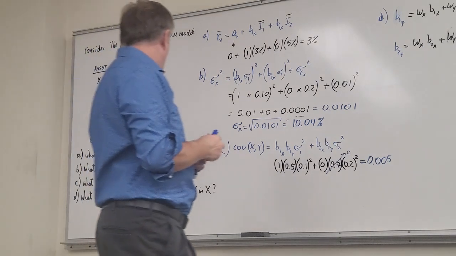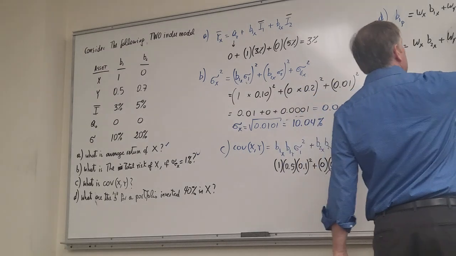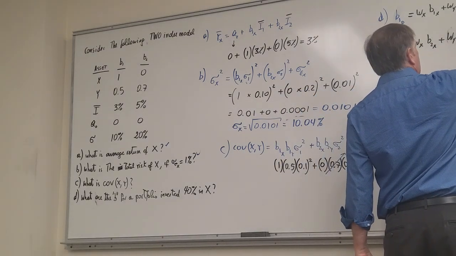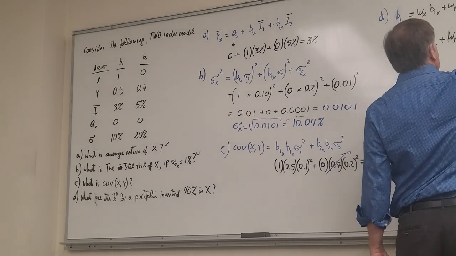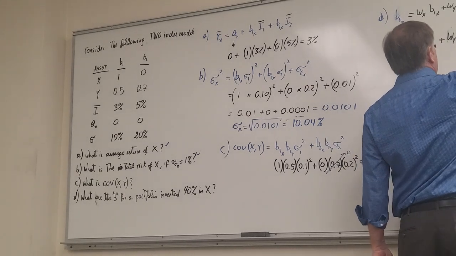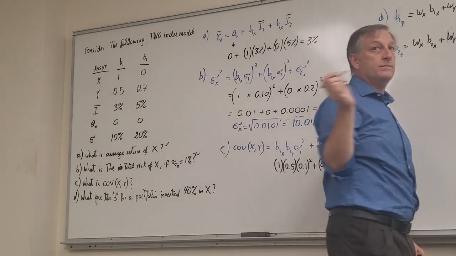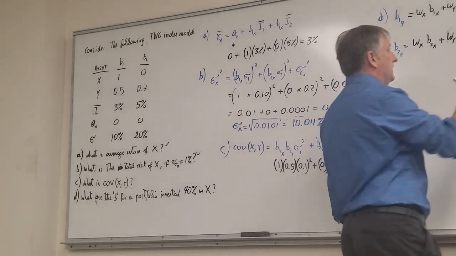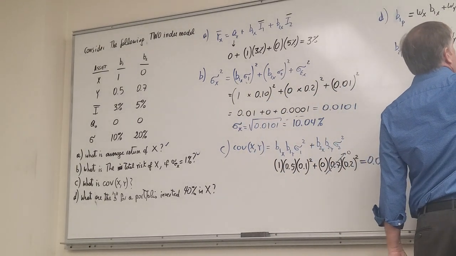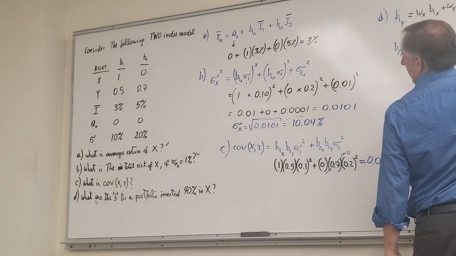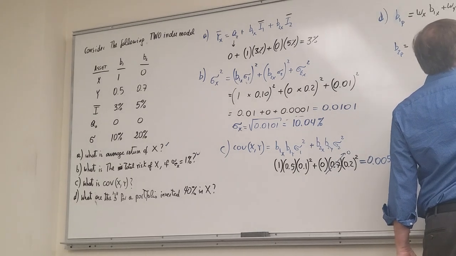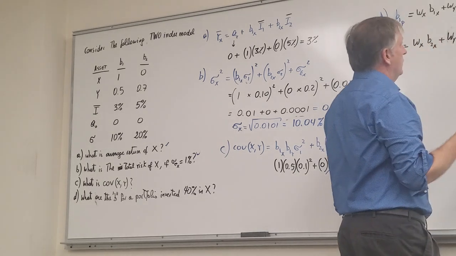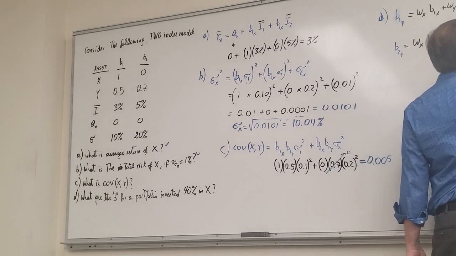So the weight of X is 0.4. Beta 1 of X is 1. What is the weight of Y? 0.6, right? The sum of the weights is 1. And what is beta 1 of Y? 0.5. So 0.7 overall? Yes.